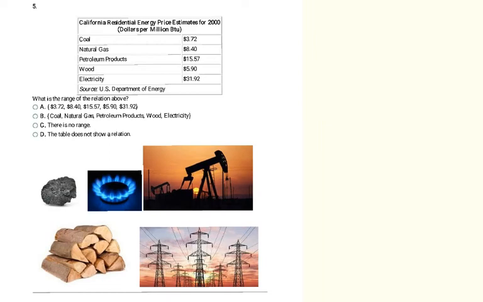Okay, my last example here is I'm looking at a table in more of a word problem situation. I have the California residential energy price estimates there for the year 2000. And it lists the different ways that energy can be provided. We have coal, natural gas, petroleum products, wood, and electricity. And it wants to know, what is the range of the relation above? Well, range, that's ROY, outputs and inputs. Well, our outputs here is the monies. So these 5 numbers are our output, which is letter A.